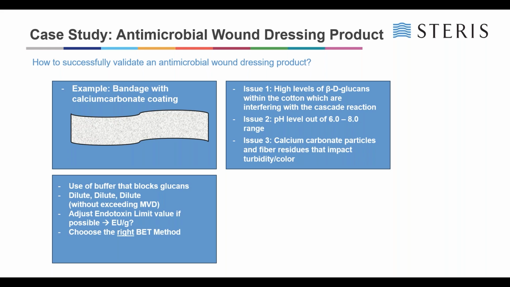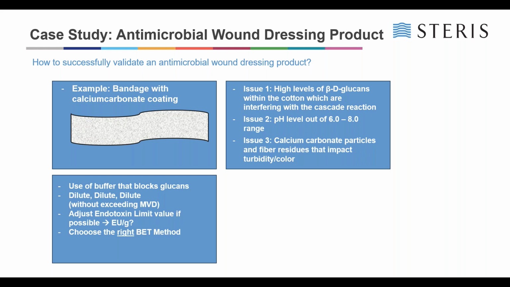So as a lab, we implemented a few things. One of the factors that we can do is a buffer that interferes or blocks the glucans, the interfering factor. Dilute the sample. Several dilutions can be performed. However, it is important to not exceed our maximum valid dilution, and that way we can ensure that the reporting of results is accurate.